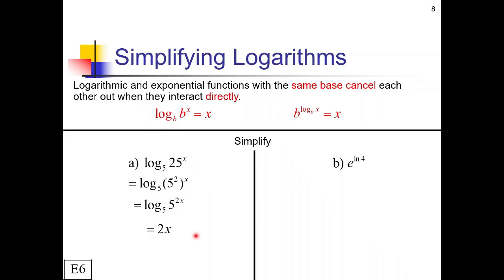Now taking a look at this other problem, e to the ln of 4, the key on this one is recognizing that ln is really log base e. So the e and the log base e, those are going to cancel, and that just gives me 4.